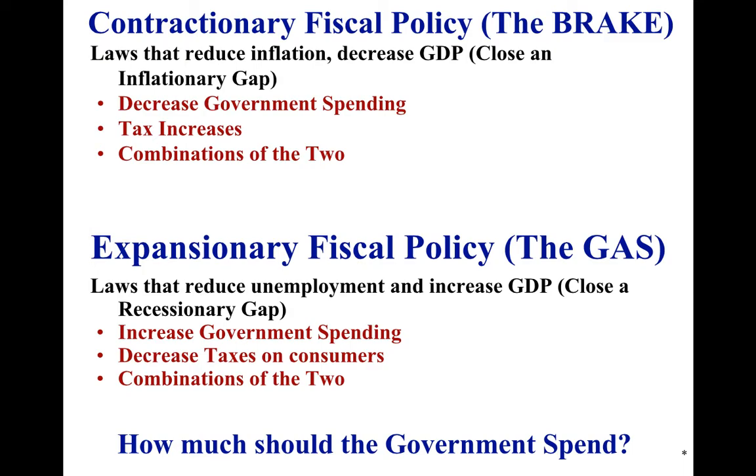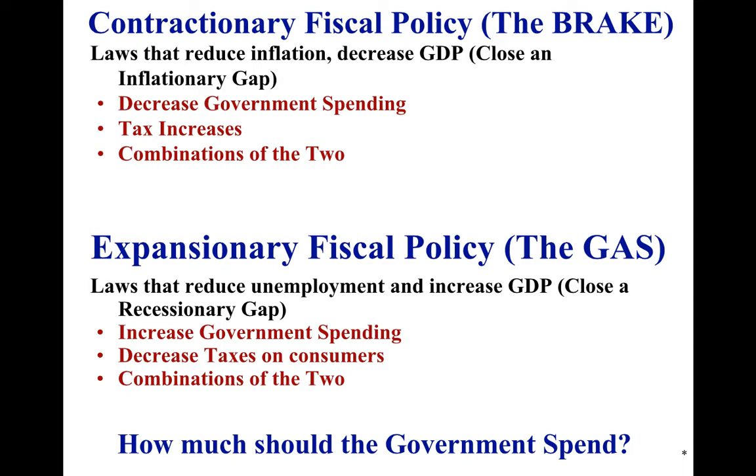Expansionary fiscal policy, the gas: when we have a recession or a recessionary gap, we need to increase GDP and reduce unemployment, close that gap. So they can increase government spending, build roads or spend money on schools or the military or whatever. Or they can decrease taxes on consumers so consumers have more money to spend, and that can increase AD as well. Or a combination platter, okay?